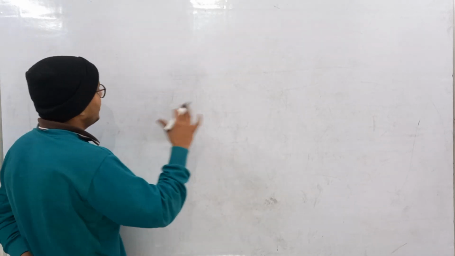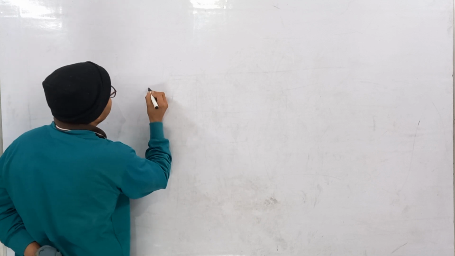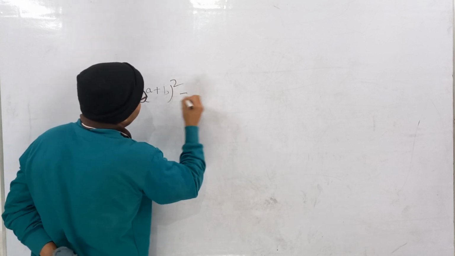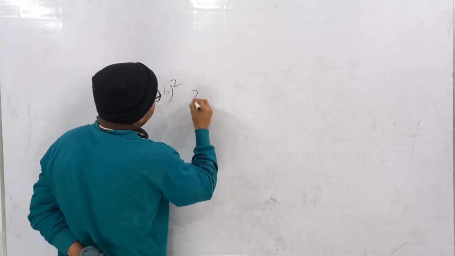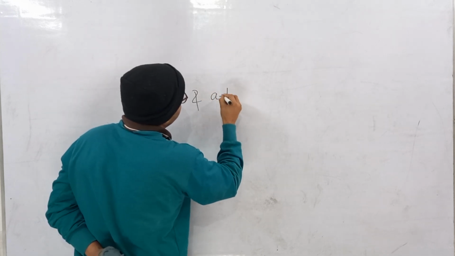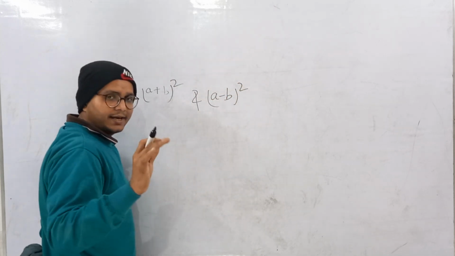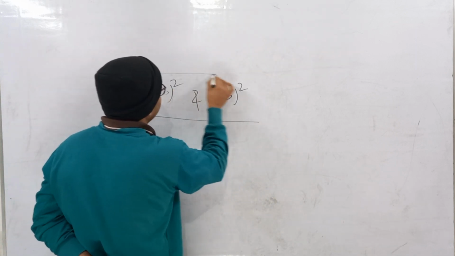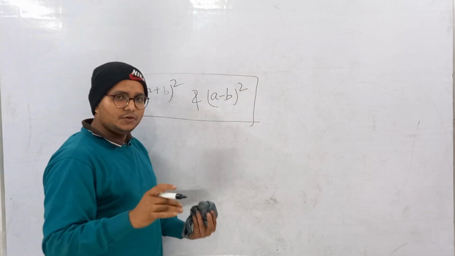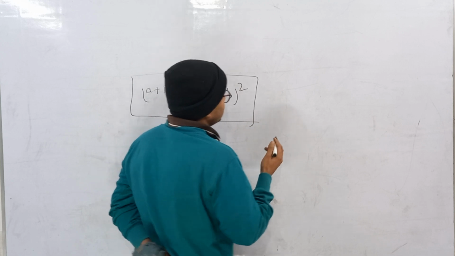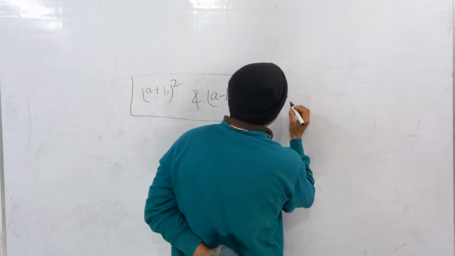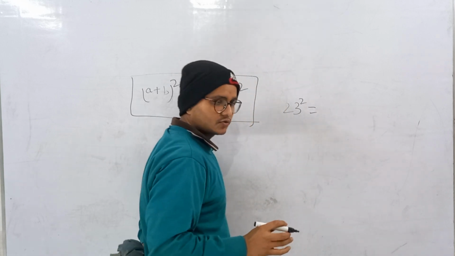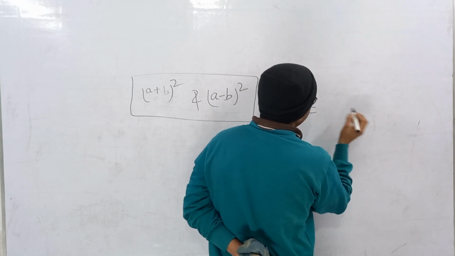So here I have already explained how you can use these two formulae, a plus b whole square and a minus b whole square, to find the square of any number. By using these two you can find the square of any number. Suppose I am giving you one example: 23 whole square. So 23 whole square you can easily find from here.